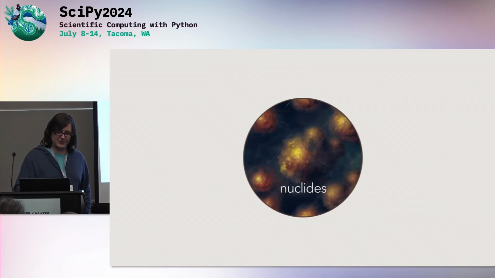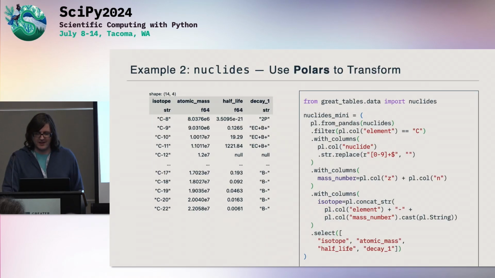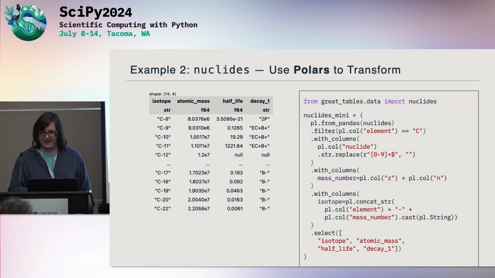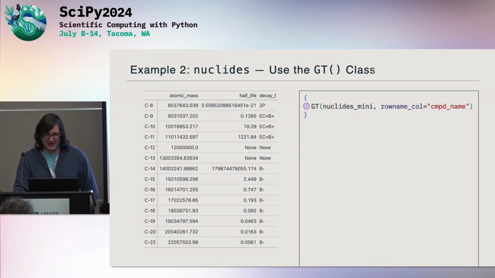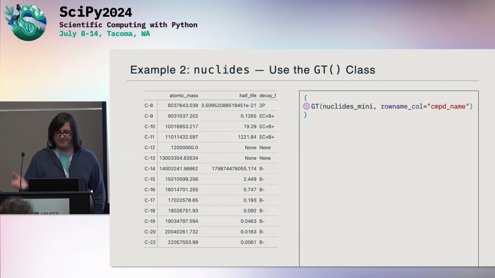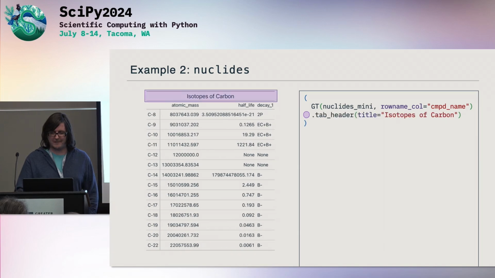Okay, dataset number 2, example number 2, using the nuclides dataset. So here's my Polars code just to get a huge table into a table that's only 14 rows and 4 columns. I won't go through this, obviously, but there's the code. This works. So we use GT. That's how you start off any Great Tables table, and we have this table. So we're off to a good start.